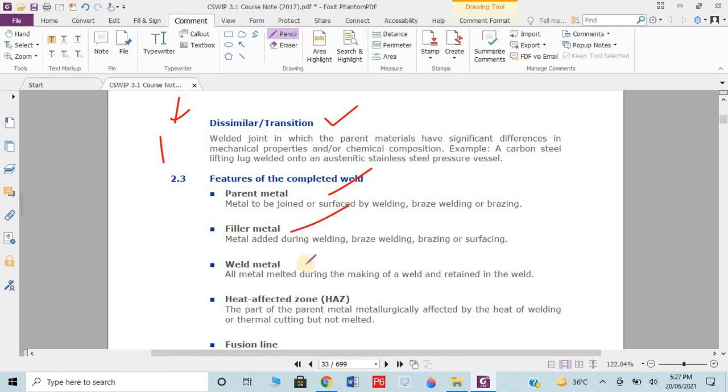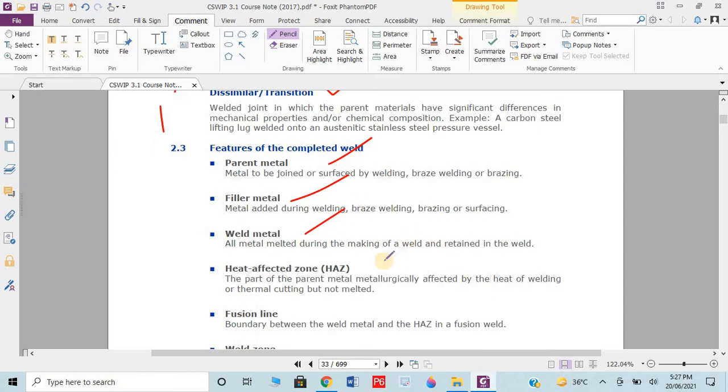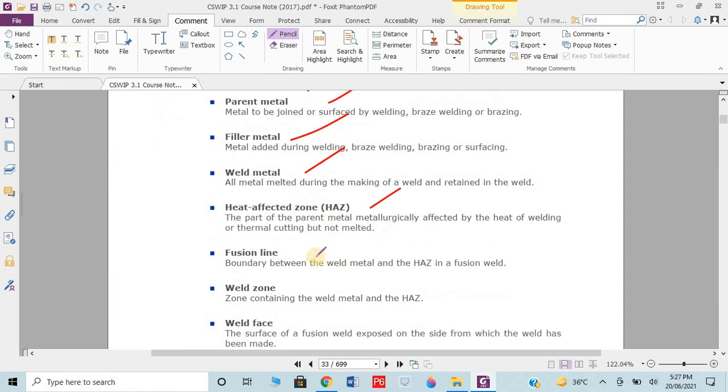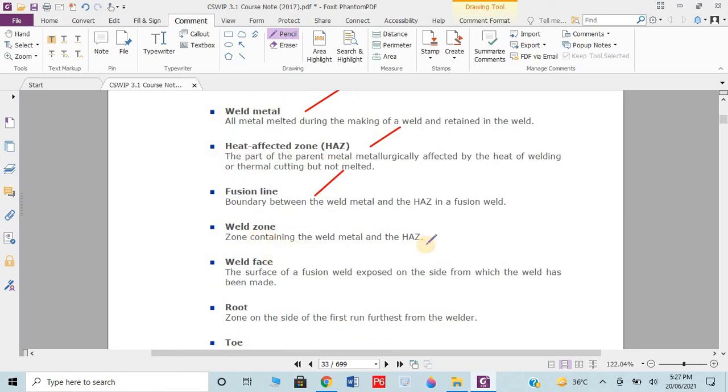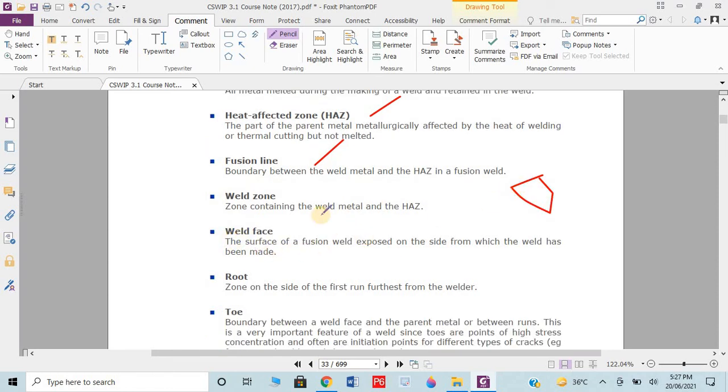Filler metal, weld metal where we need to weld, HAZ (heat affected zone), fusion line. You remember the yellow line which differentiates the weld metal and the affected zone; it is called the fusion line. Weld zone is where we were welding. The weld zone normally contains the entire area: weld metal plus heat affected zone is known as the weld zone, completely up to there.